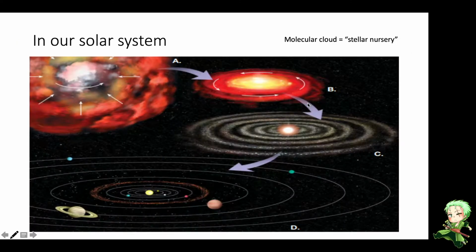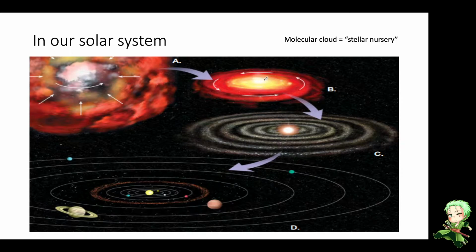Okay, so let us start our discussion by localizing first what happens in our solar system. Since our topic will be on stellar evolution, we'll try to put it first in the context of our local star.